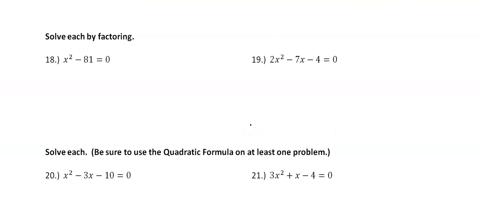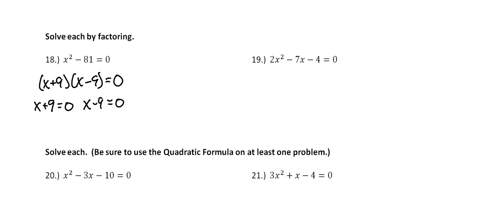This one says to solve by factoring. And so this guy, this is a difference of squares, and I factor a difference of squares into conjugates. It's an x plus 9 and an x minus 9. And then in the process of solving by factoring, I set each factor equal to 0. And I solve each. Here I subtract the 9 from each side. Here I'm going to add the 9 to each side.